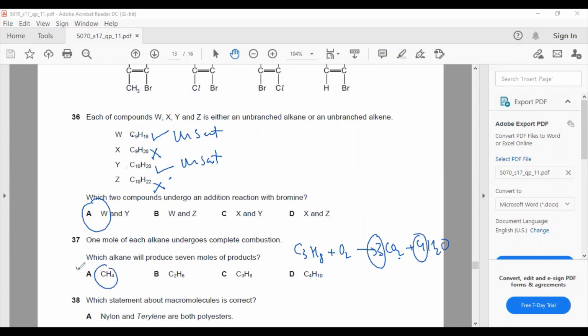Why is this wrong? Because methane will give 1 carbon dioxide and 2 water. Ethane will give 2 carbon dioxide and obviously 3 water because the hydrogen is 6. 2 plus 3 is 5, that's why it is wrong. So C is the answer: 3 plus 4, 7 moles of product. Why is D wrong? Because it will form 4 carbon dioxide and 5 water. So 4 plus 5 is 9. So C is the answer.